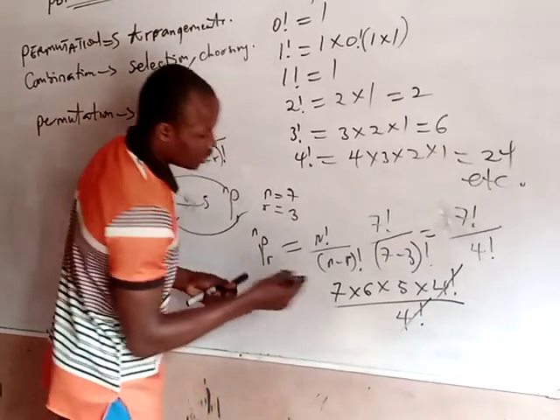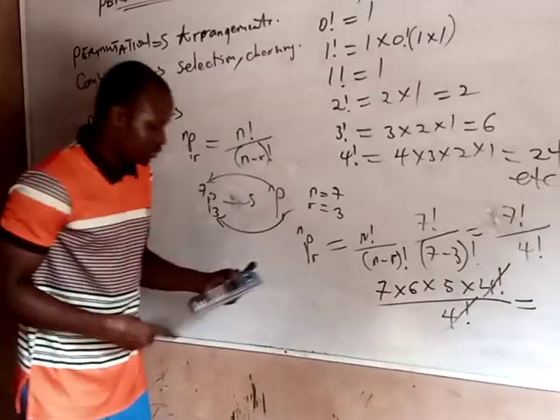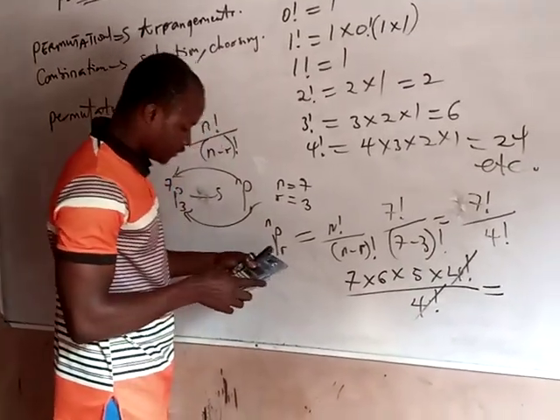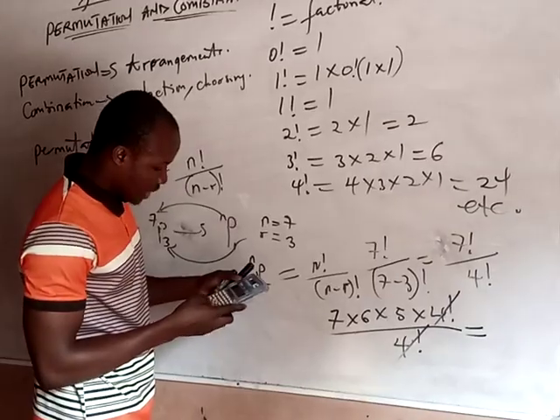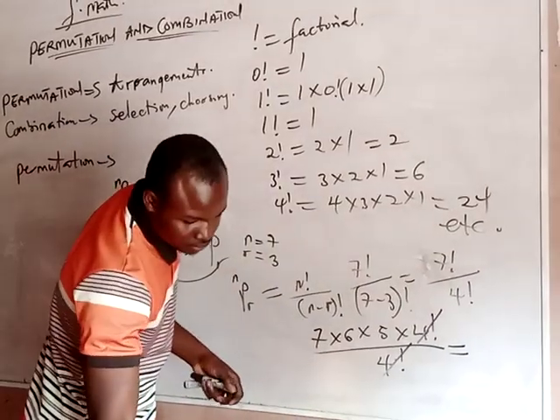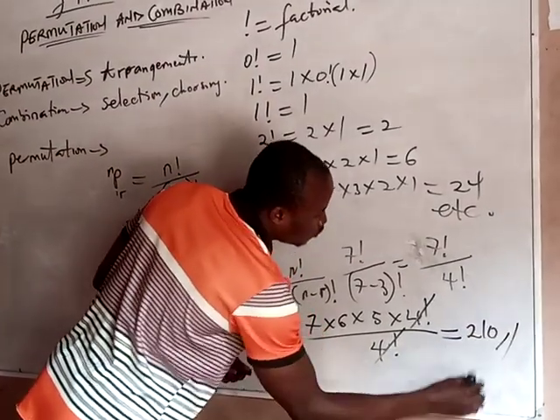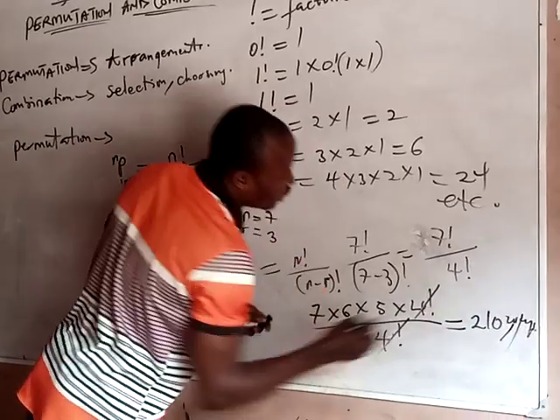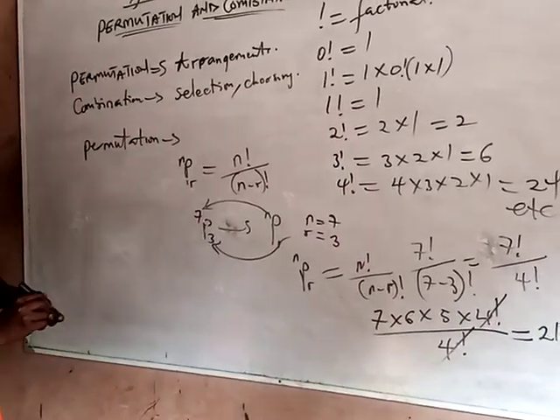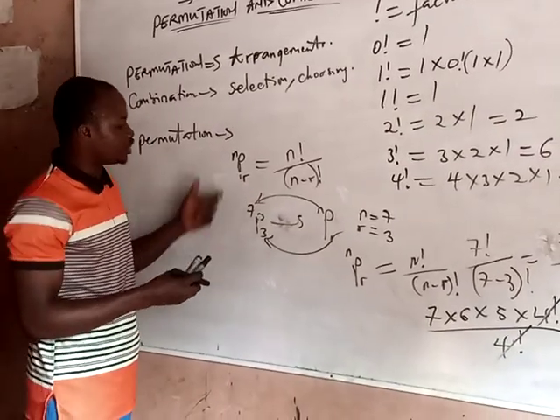Then you multiply 7 times 6 times 5, which gives you 210 ways. So that is the answer. I'm just trying to give us a clear foundation of permutation.